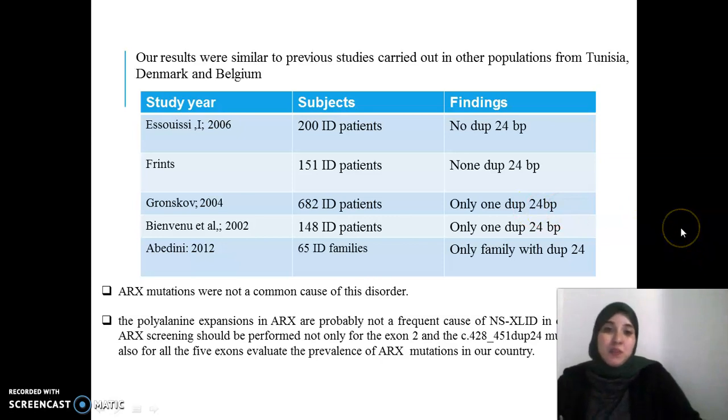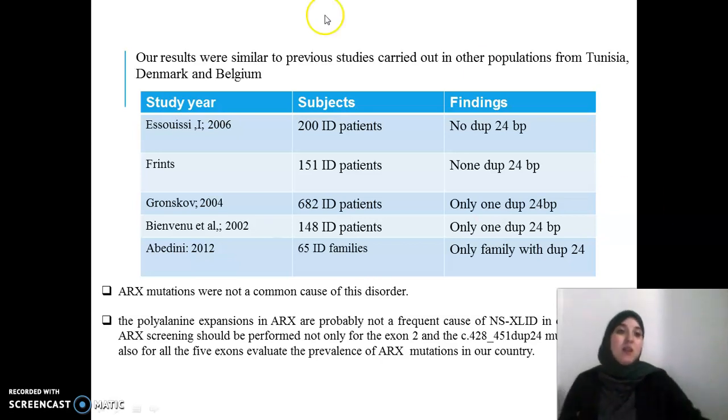So ARX mutations were not a common cause of this disorder, and polyalanine expansions in ARX are probably not a frequent cause of non-syndromic X-linked intellectual disability in our series. ARX screening should be performed not only for exon 2 and the most recurrent duplication, but also for all 5 exons, to evaluate the prevalence of ARX mutation in our country.